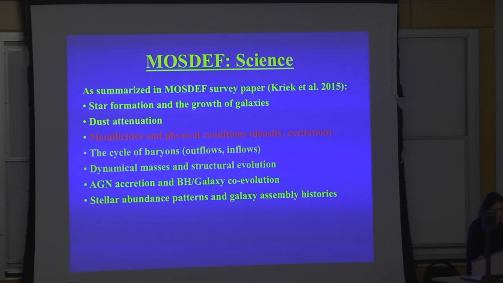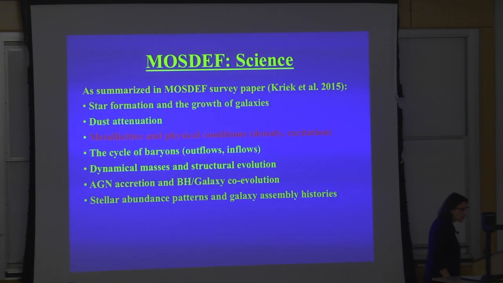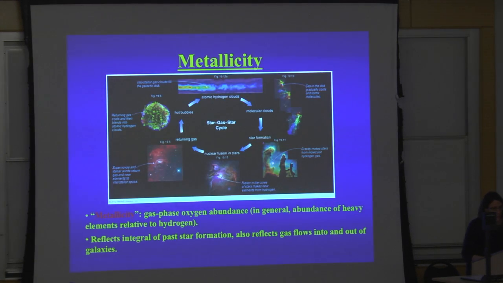What I want to spend the rest of the talk focusing on in the remaining time is this question of metallicities and physical conditions in star-forming regions, because this is what we've been thinking a lot about at UCLA. Okay, so first of all, what do I mean by metallicity? In the context of today's talk, I'm talking about the gas phase oxygen abundance.